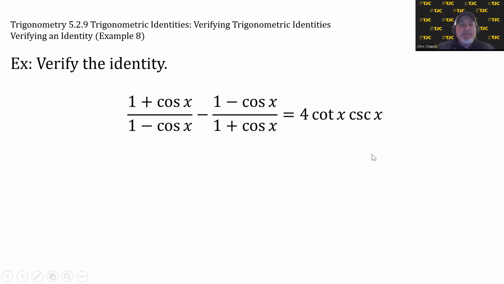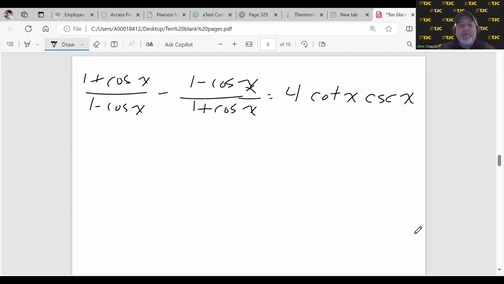All right, let's verify this identity. The left side is (1 plus cosine x) over (1 minus cosine x) minus (1 minus cosine x) over (1 plus cosine x) equals 4 cotangent x cosecant x. Needless to say, we're going to start with the left side of the identity and see if we can end up on the right side. I did go ahead and copy this into a PDF so that I can have more space to scroll and write. All right, so what do you think we should do on the left side?